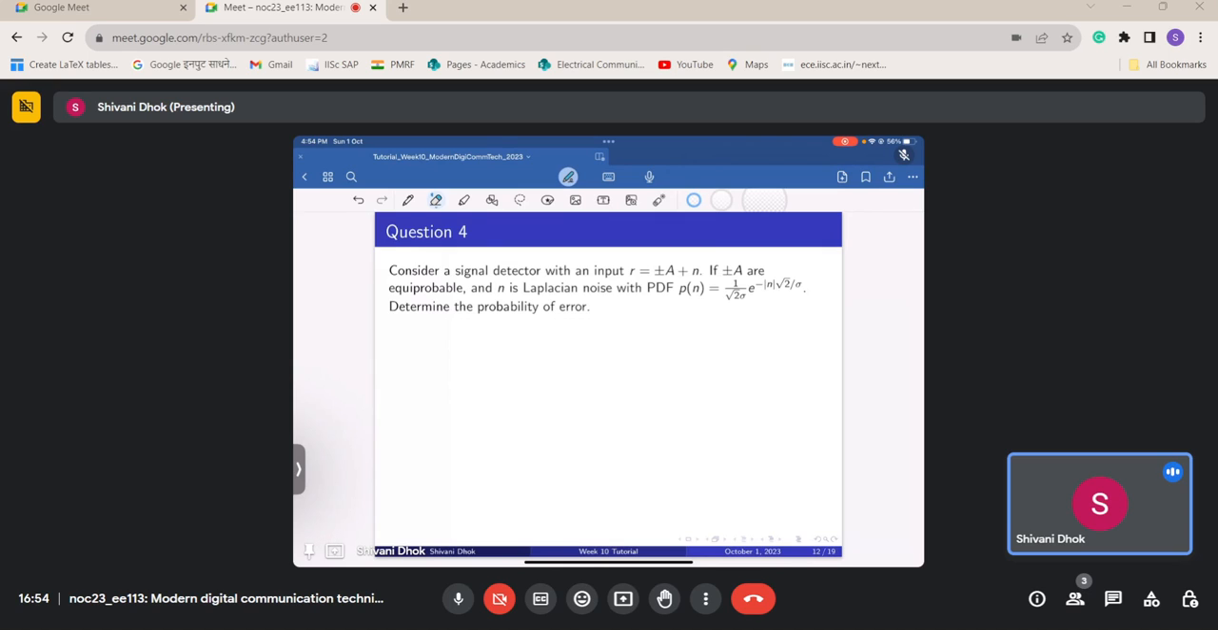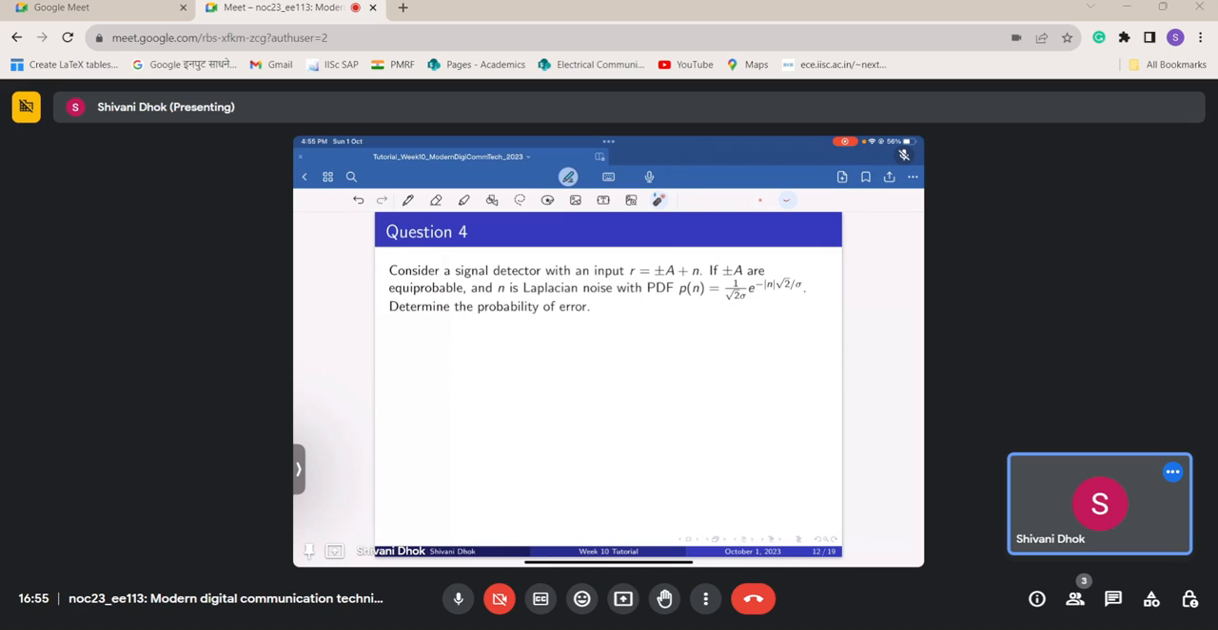So what does it say? It says that consider a signal detector with input R equal to plus minus A plus N, where this plus minus A are the symbols that are transmitted and these are equiprobable, and this N is Laplacian noise, and the probability density function, or the PDF of this noise, is given as like this. Now what we need to do is determine the probability of error for this particular given setup.